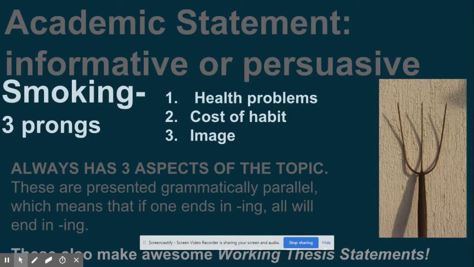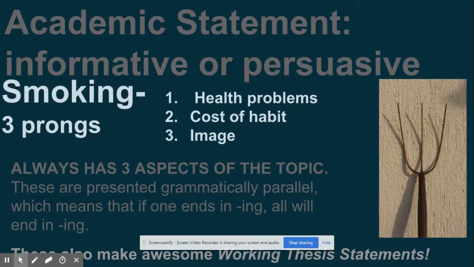Lastly, the academic statement can be informative or persuasive. The one that she has there as a persuasive is smoking. And she lists 3 items: health problems, the cost of the habit, and image. So I put there an image of a 3-tined hay fork. If you want to think of that, or a trident or something like that, it can hopefully create an image in your mind.